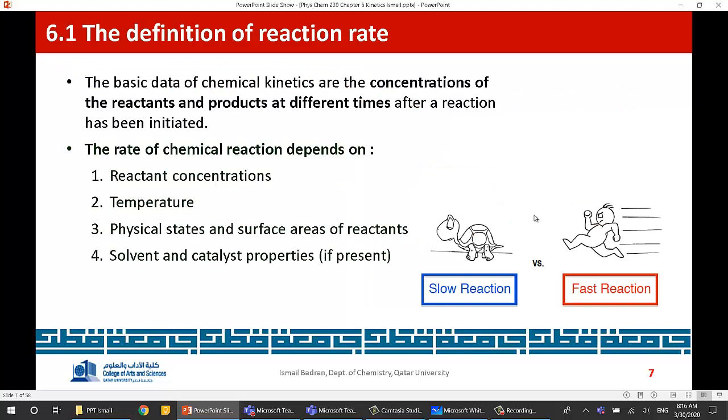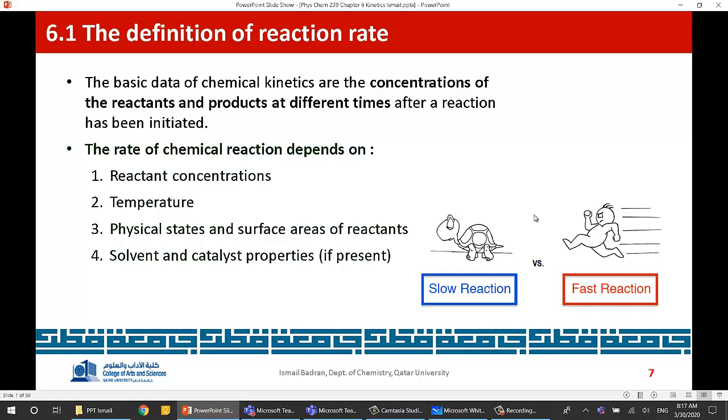Now, let us introduce some basic concepts of chemical kinetics in order to study this. So first of all, we define the rate of the reaction, which is basically the speed of the reaction. If you have a car going on a highway, the car will have a speed equal to distance over time, or delta x over delta t, as you learned in physics.